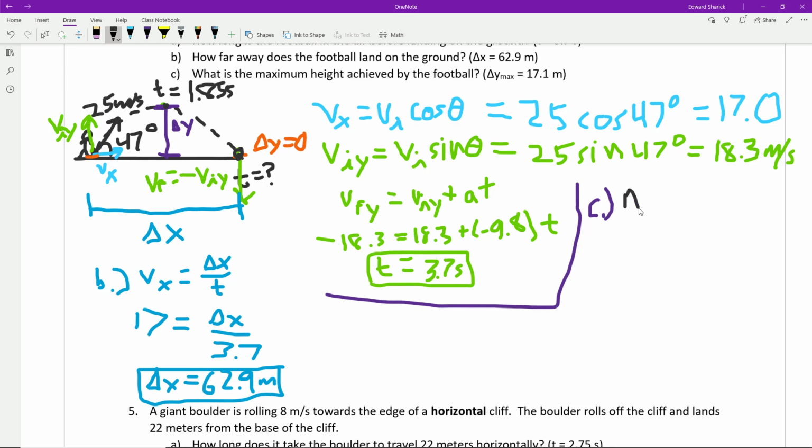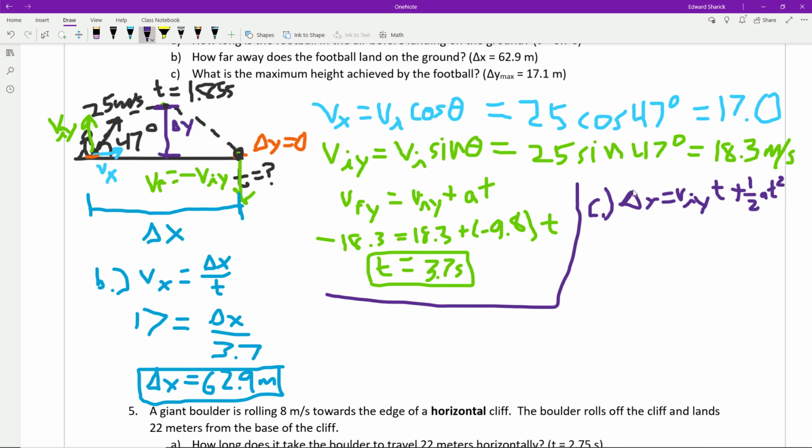That equation would be delta y equals vi y t plus 1/2 a t squared. Now that'll work. The math on that's not too bad. You'd plug in 18.3 times 1.85 plus 1/2 times negative 9.8 and then 1.85 squared. And you would get 17.1.